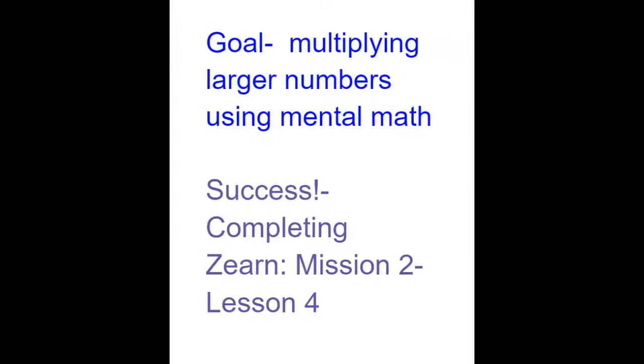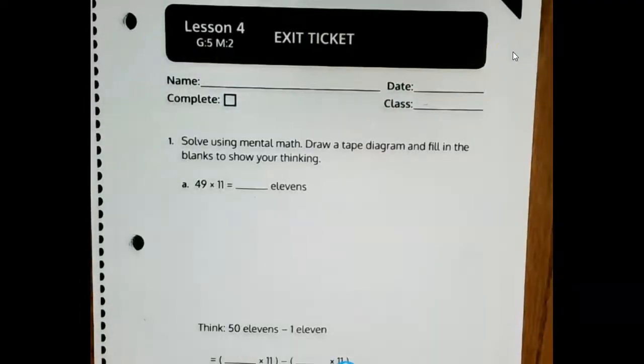Welcome to Mission 2, Lesson 4. Our goal for this lesson is to be able to multiply larger numbers using mental math. We will know we have been successful if we are able to complete Mission 2, Lesson 4 on Zearn.org. Let's take a look at a problem.